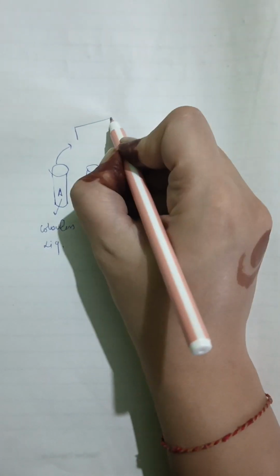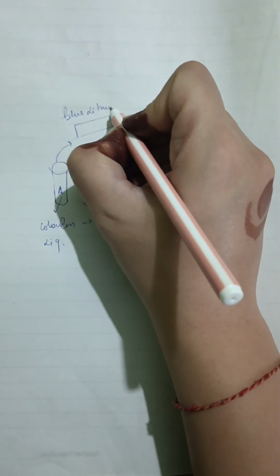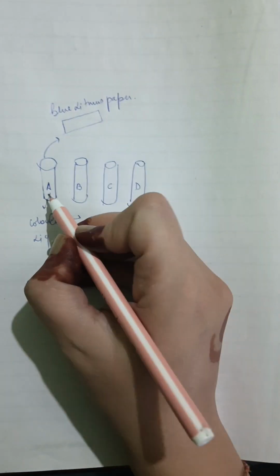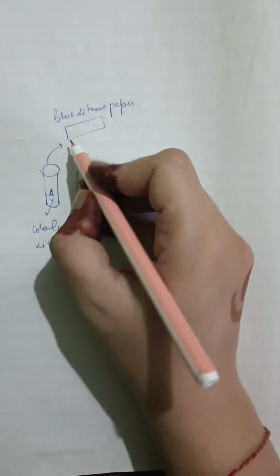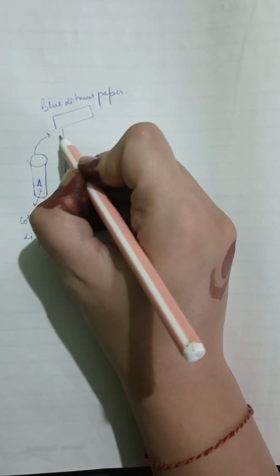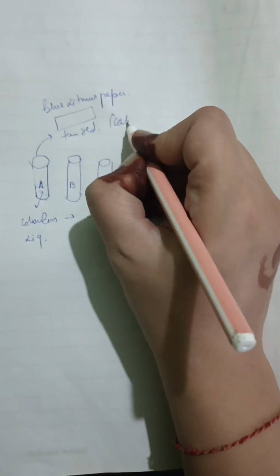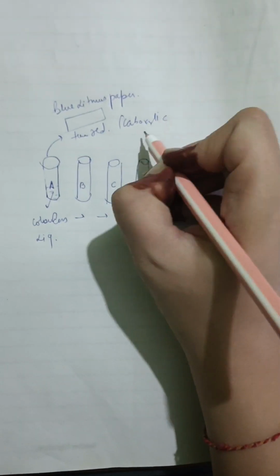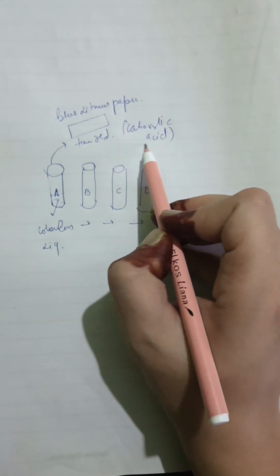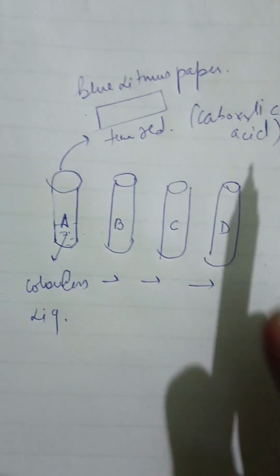You are going to take a blue litmus paper. Next, you're going to dip this blue litmus paper in this organic sample, and if this blue litmus paper turns red, that means it could be carboxylic acid. It could be carboxylic acid. Now listen to me very carefully. When I say it could be carboxylic acid, does that mean only carboxylic acid can turn blue litmus red?